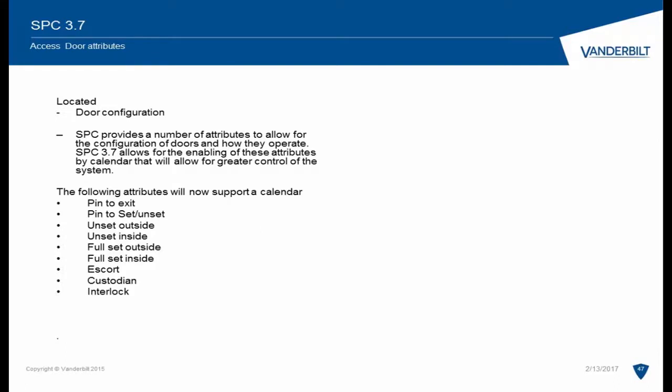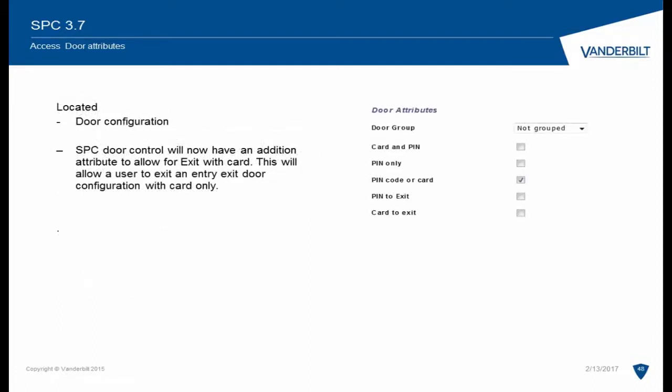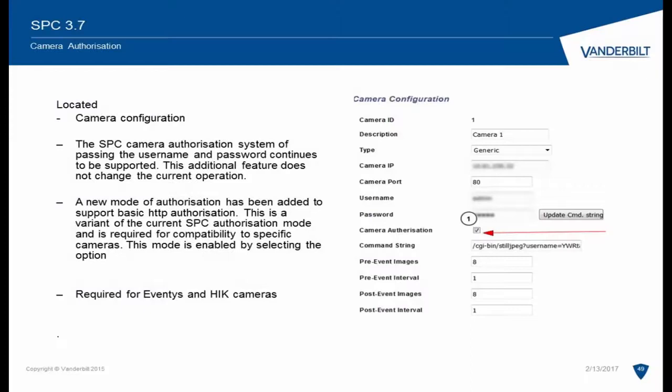Okay, thank you, Ian. In SPC 3.7 is another access feature that we've enhanced, and this one you've actually seen already in SPC 3.8, which is the ability to assign a calendar to door attributes. And this allows you to define different security levels throughout the day. So you can have on setting and full setting only available in the morning and only available in the evening, or having escort required during the morning. An extension of the door attributes was also done during 3.7 to allow for PIN or card and to exit with card. This new option was added to complement the entry with card function that already existed in the system.